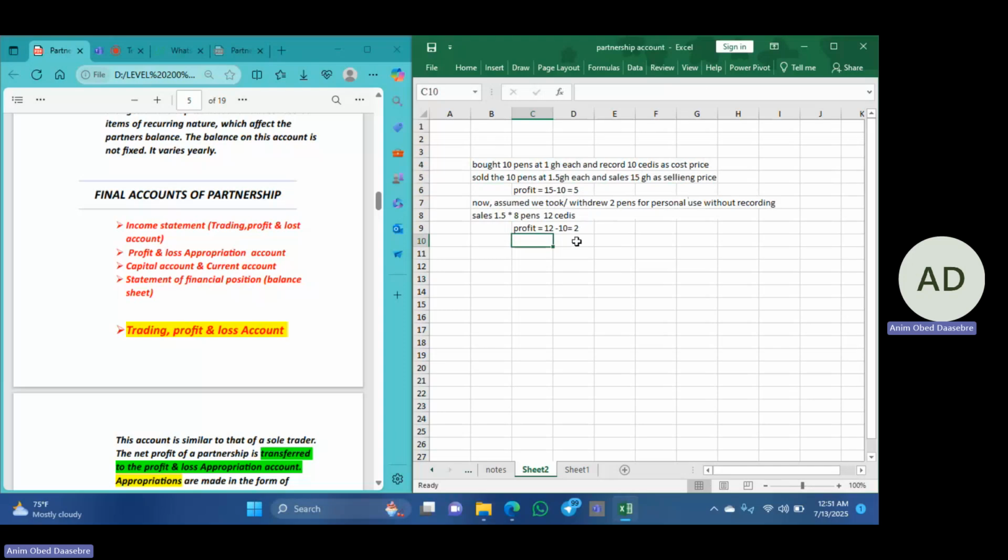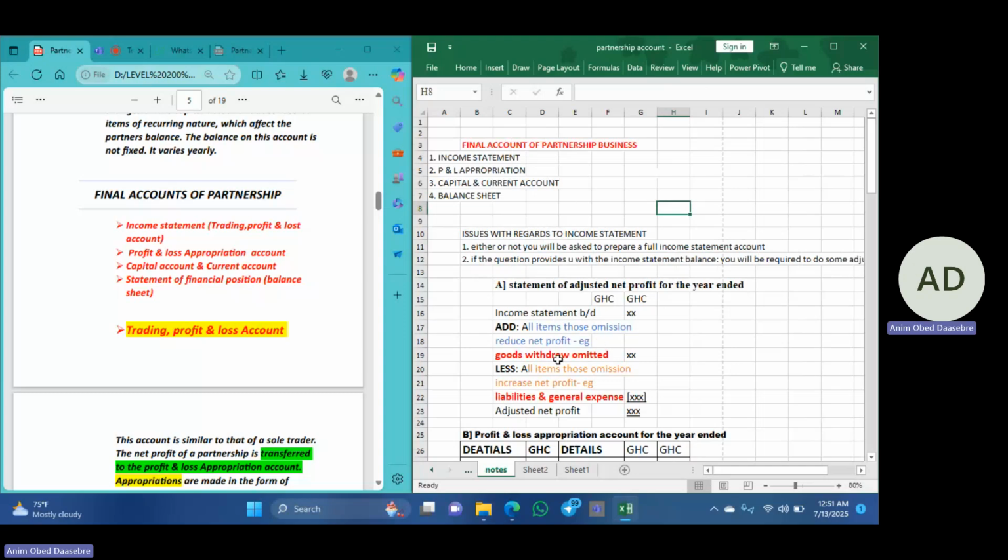So that is why we are going to add goods withdrawals omitted to the adjusted net profit of the firm. Now, after adding all items whose omission reduces net profit, you will now deduct all items whose omission will increase the net profit.